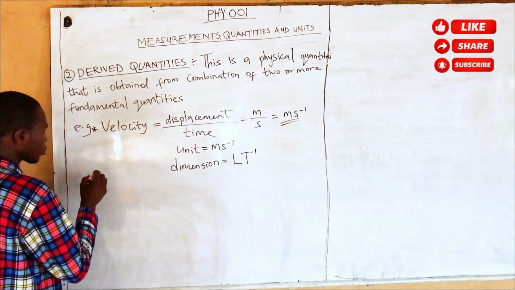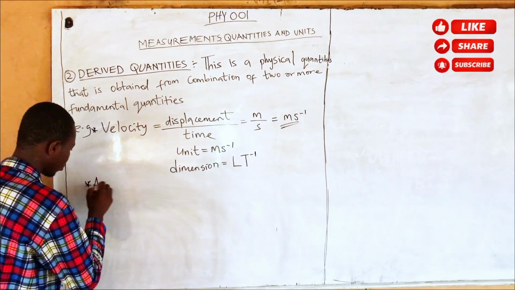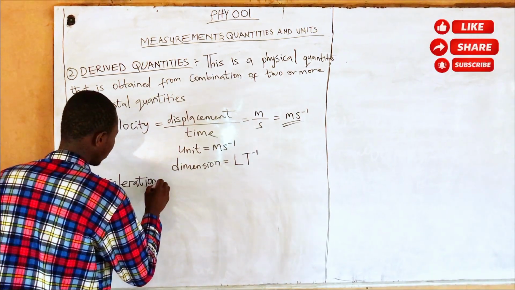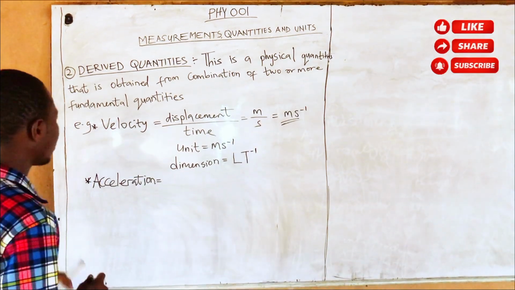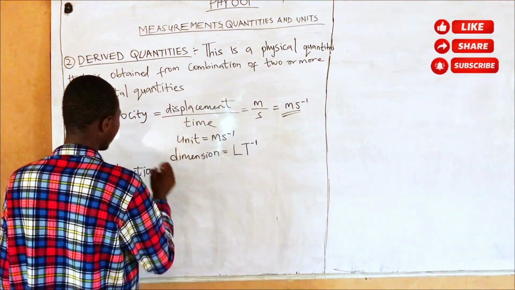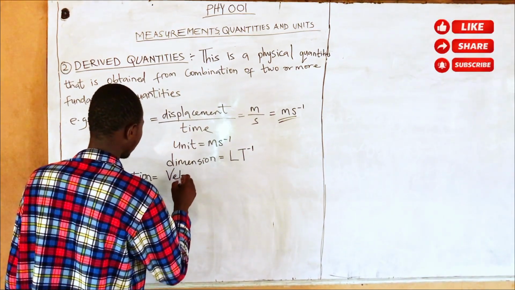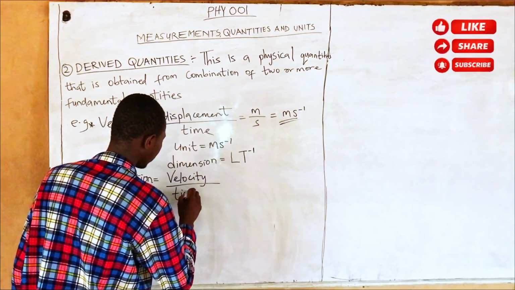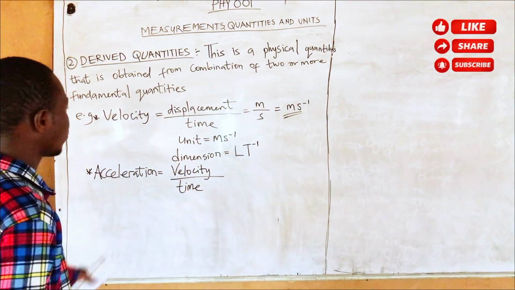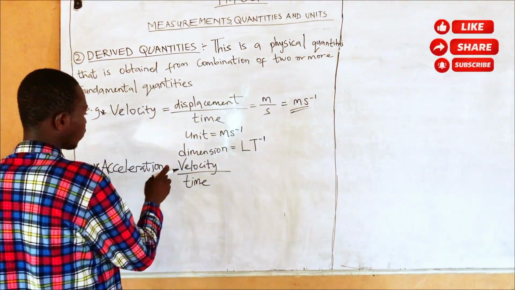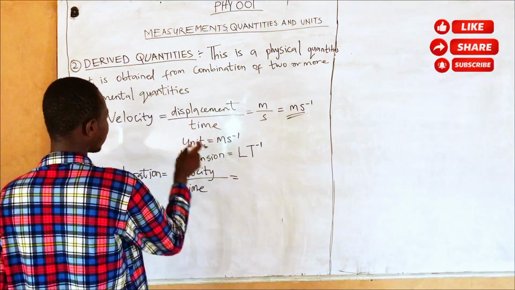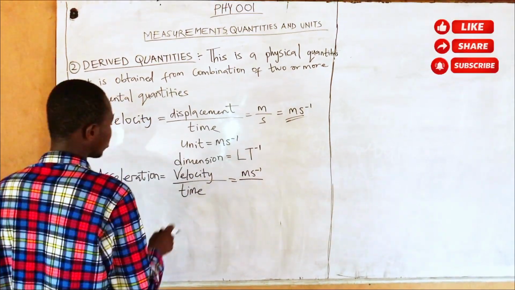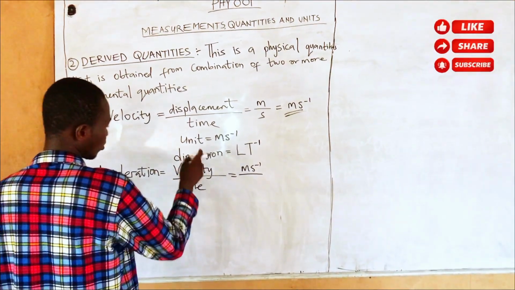Let's take another example: acceleration. The formula for acceleration is velocity over time. We have already known that our velocity is meter per second.